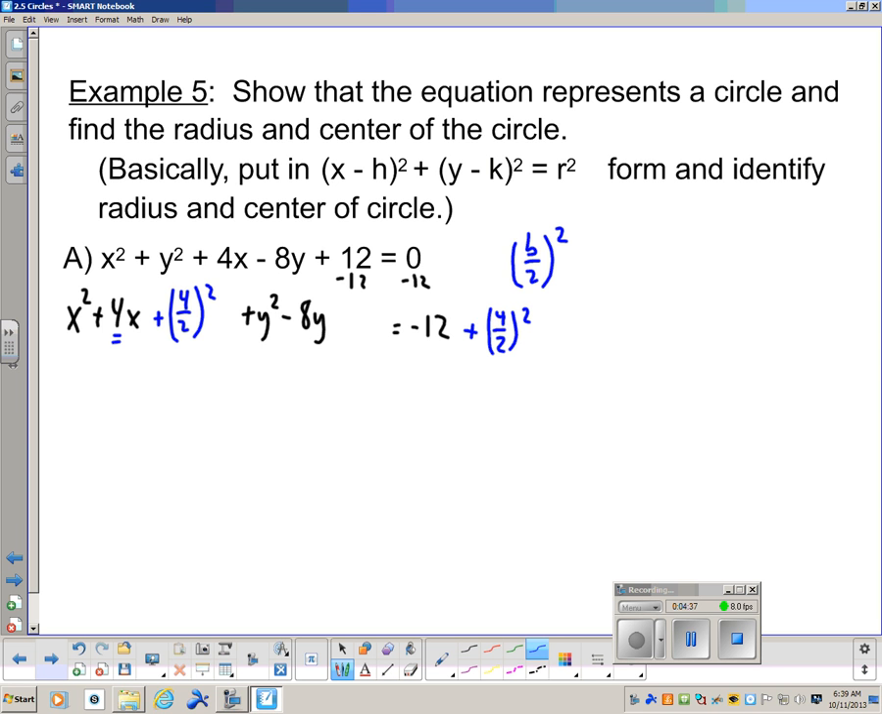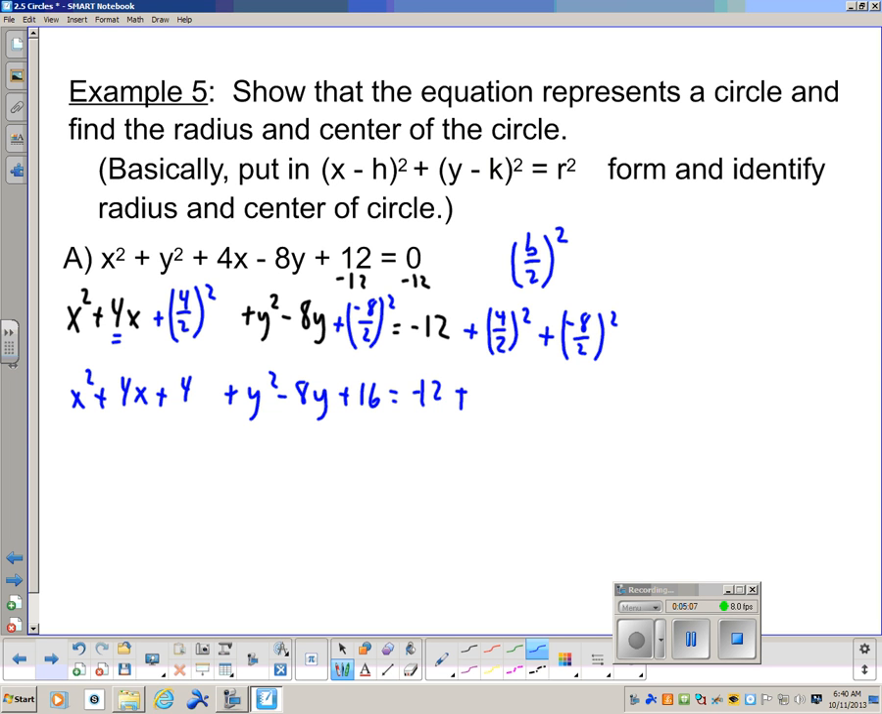And then with the y's here, same thing, plus negative 8 divided by 2 squared on both sides. So now I'm just going to clean those up. What is that 4 divided by 2 squared? That gives me 2, and then I can square it. I get 4. Over here, I've got negative 8 divided by 2 is negative 4, and squared I get 16. So the same thing on this side, we have our 4 plus 16. So now I'm going to go ahead and factor this first part.